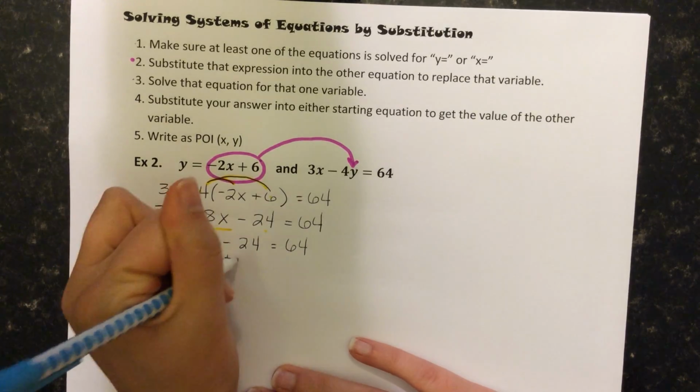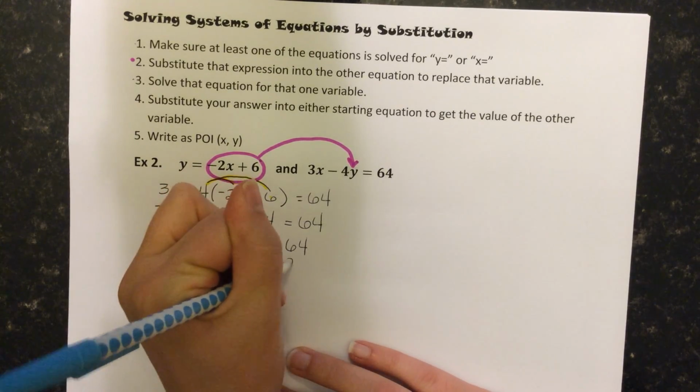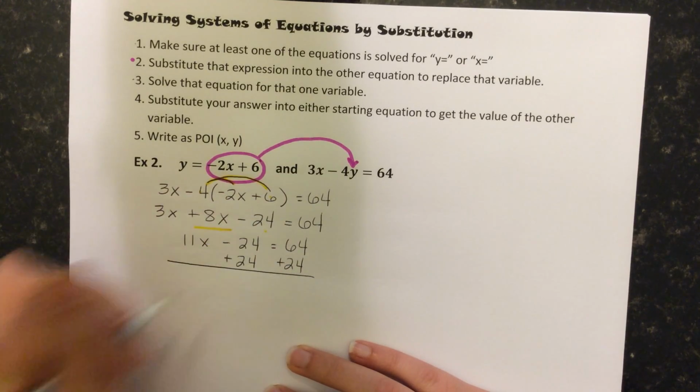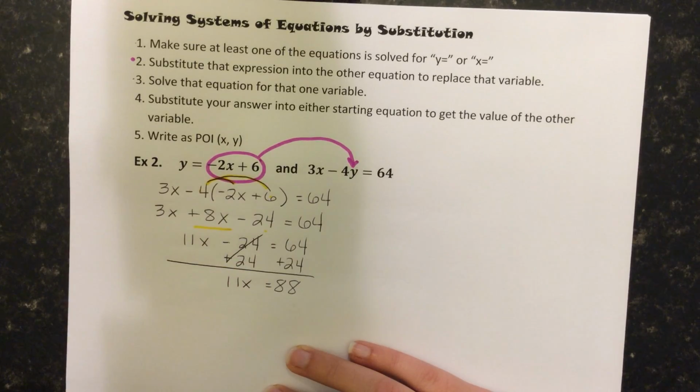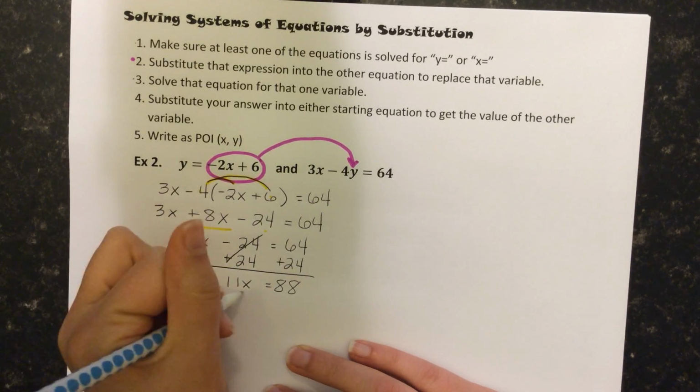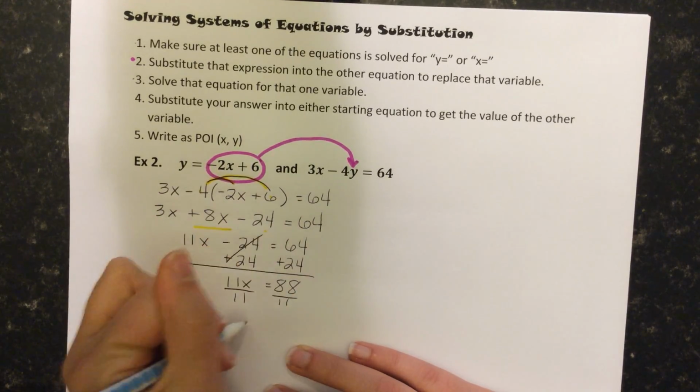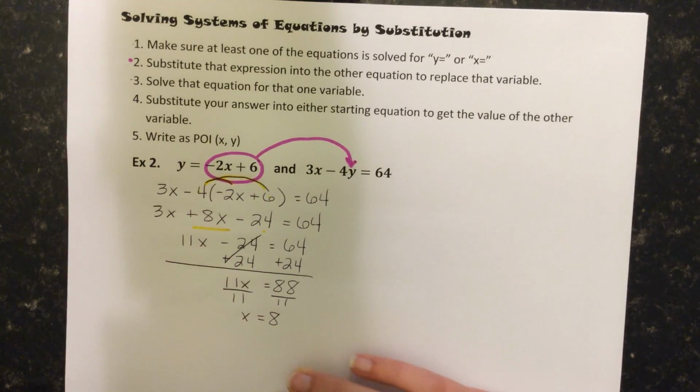And now it's just a two-step equation. I'm going to add 24 to both sides. So it's gone on that side. And I'll divide both sides by 11. X equals 8. Remember, we're not done.